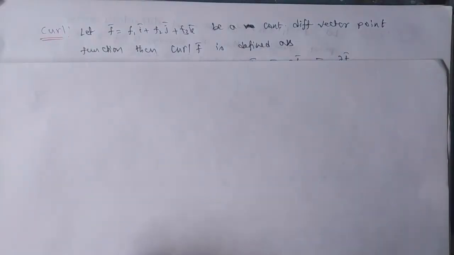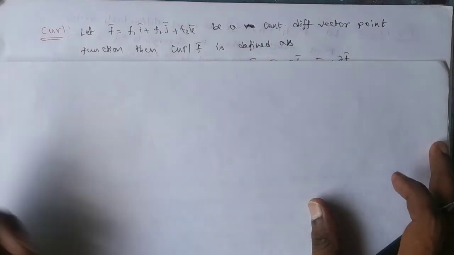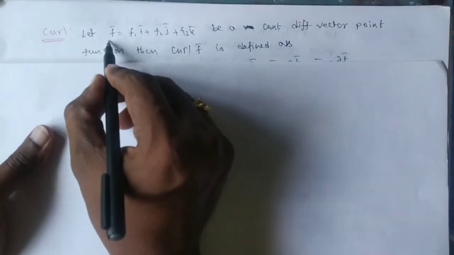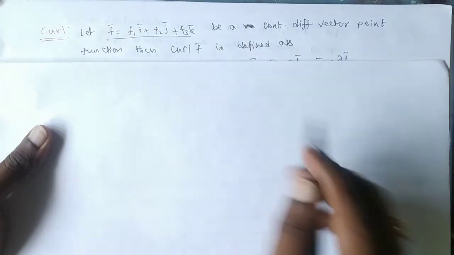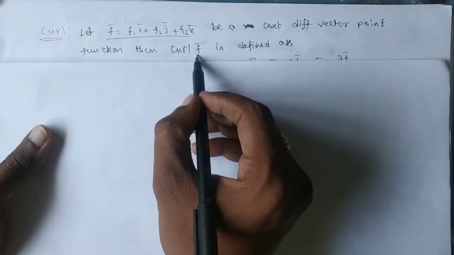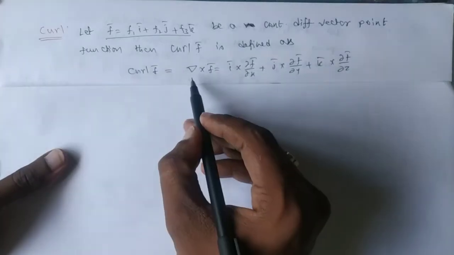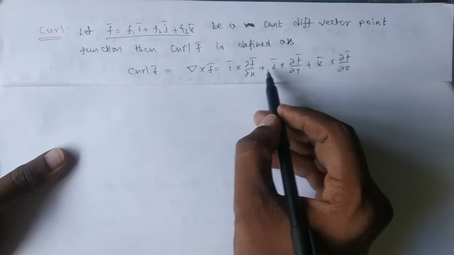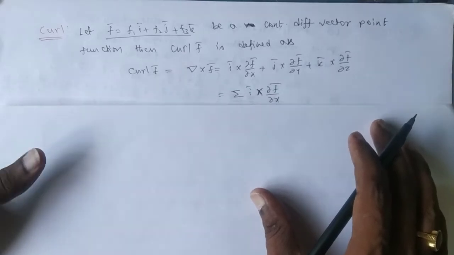Another definition in this unit is curl. Let f bar equal to f1 i bar plus f2 j bar plus f3 k bar be a continuously differentiable vector point function. Then curl f bar is denoted directly as curl f bar, and it is defined as curl f bar equal to del cross f bar. That is, i bar cross dou f bar by dou x plus j bar cross dou f bar by dou y plus k bar cross dou f bar by dou z.